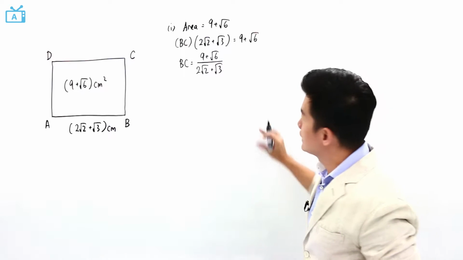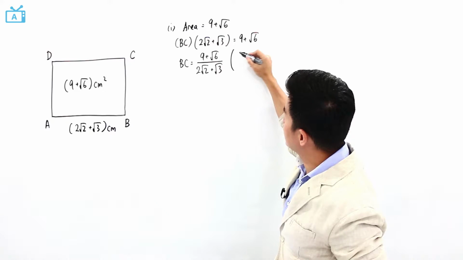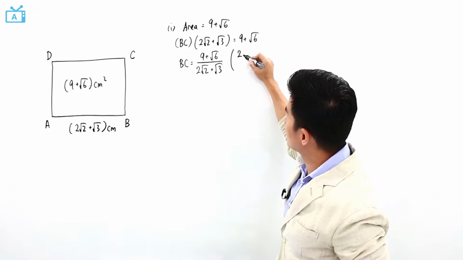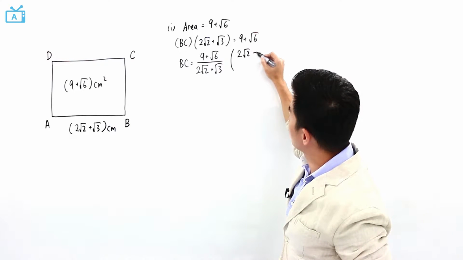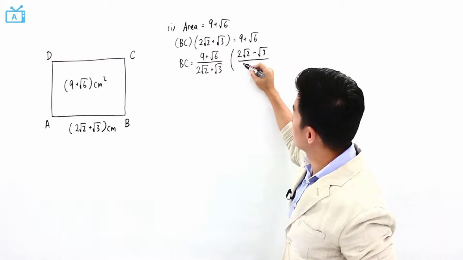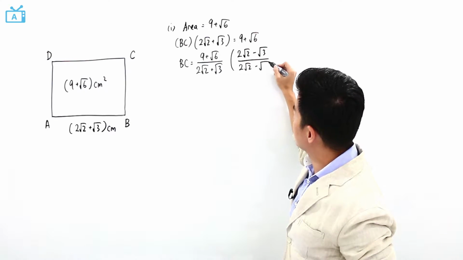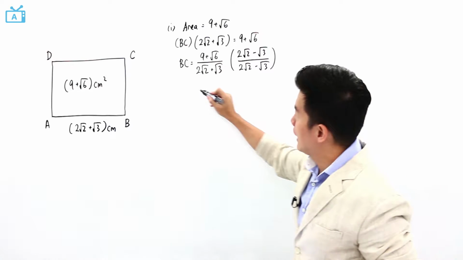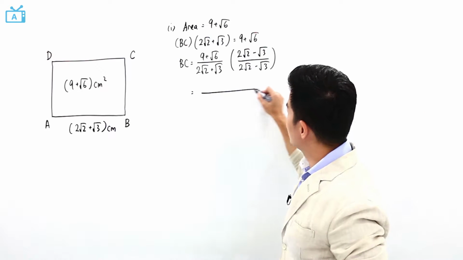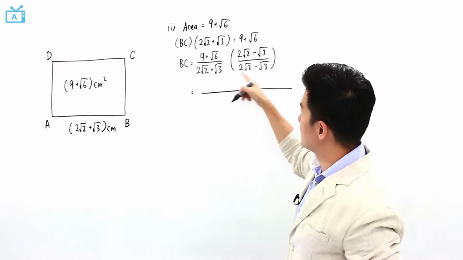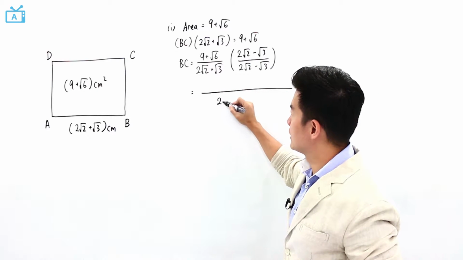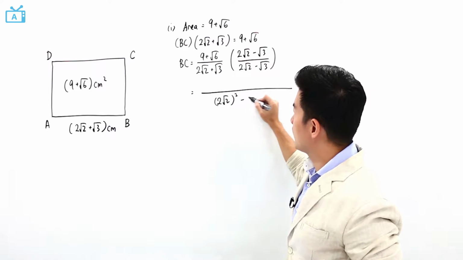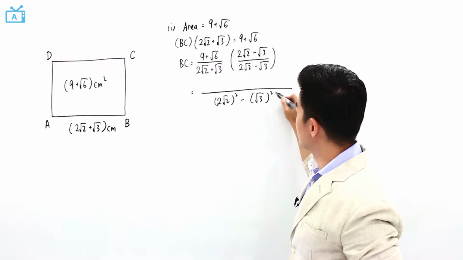Let's rationalize this. I'll multiply the numerator and the denominator by the conjugate of the denominator. So it is 2 square root of 2 minus square root of 3. For the denominator, it is also the same, 2 square root of 2 minus square root of 3. For the denominator, it is pretty simple because what we have here is an a plus b and a minus b scenario. So it is going to be a squared minus b squared.